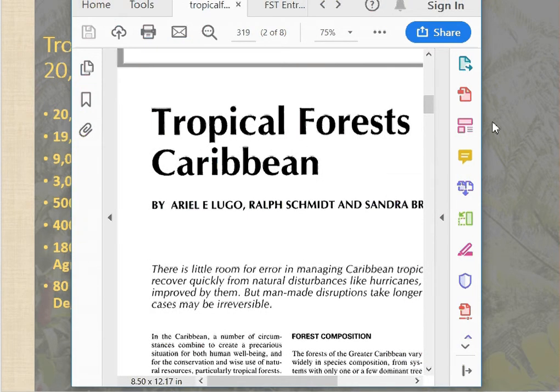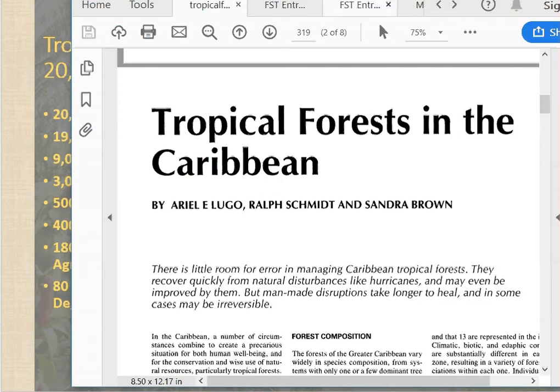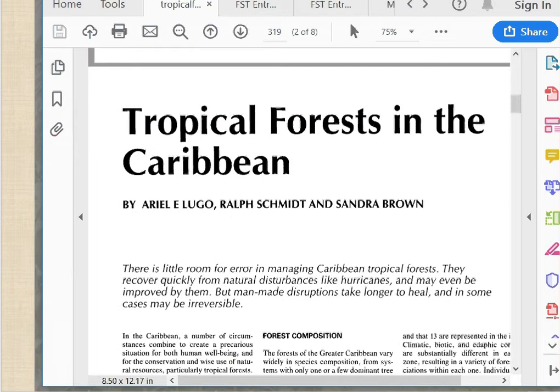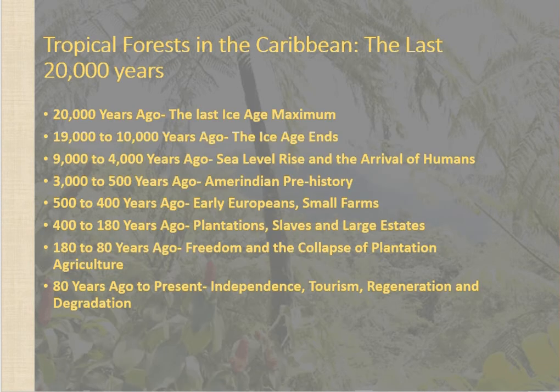And it gives a nice overview of tropical forests in the Caribbean, how they've changed over time, and how they are being managed today. And this is by a big name in tropical forestry, Ariel Lugo. He's one of the big names in Puerto Rico, and he studied tropical forests in the Caribbean for many decades. So, take a read of that paper as well.